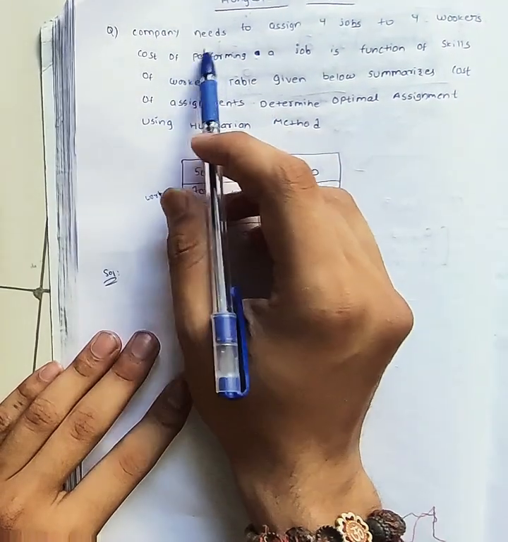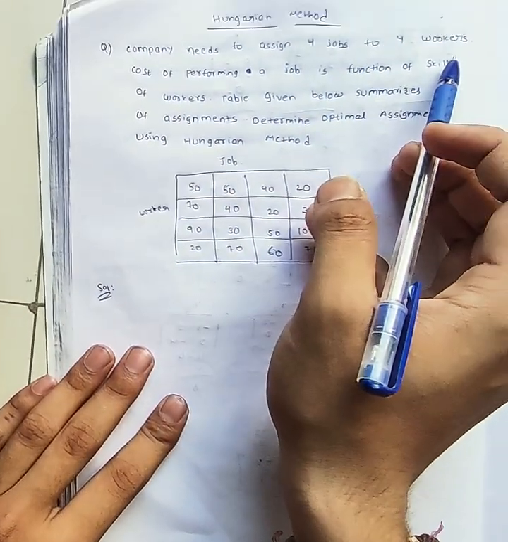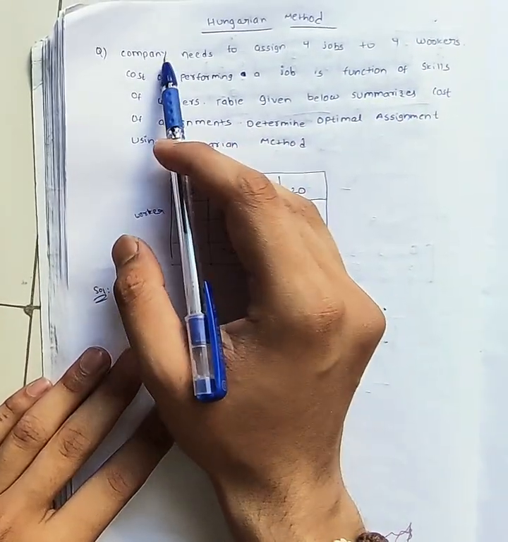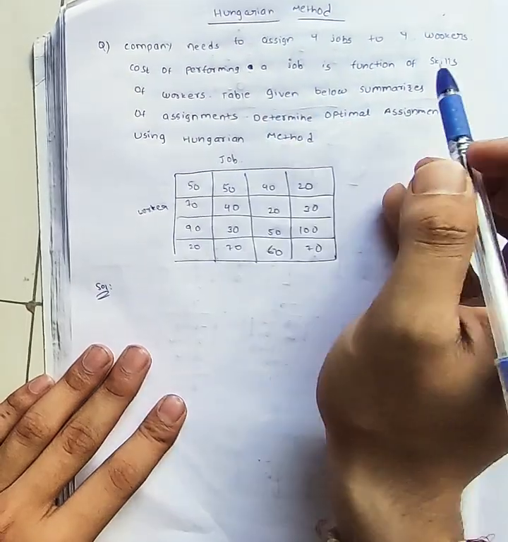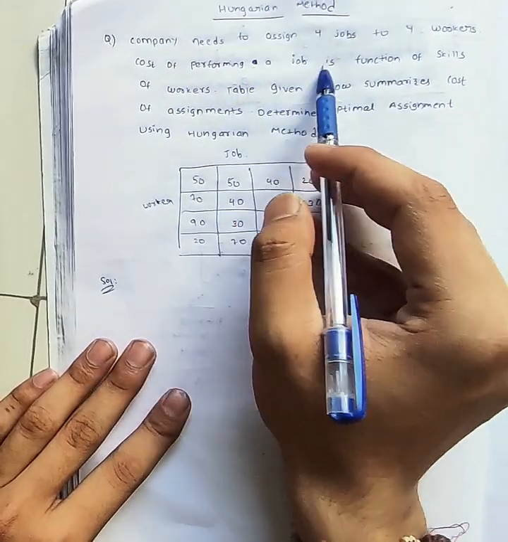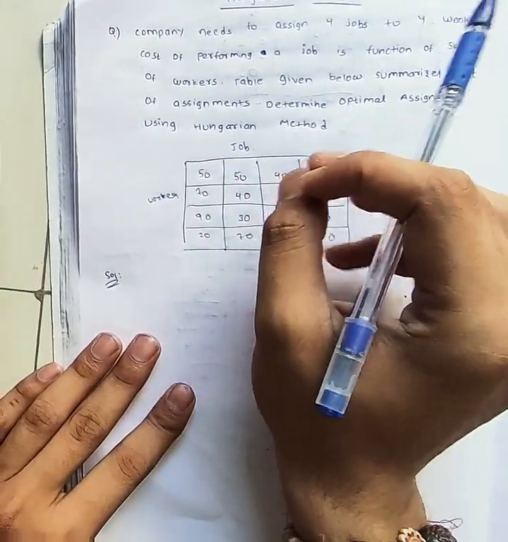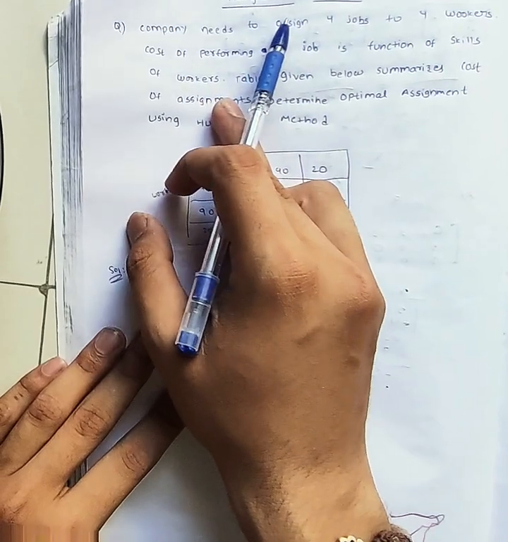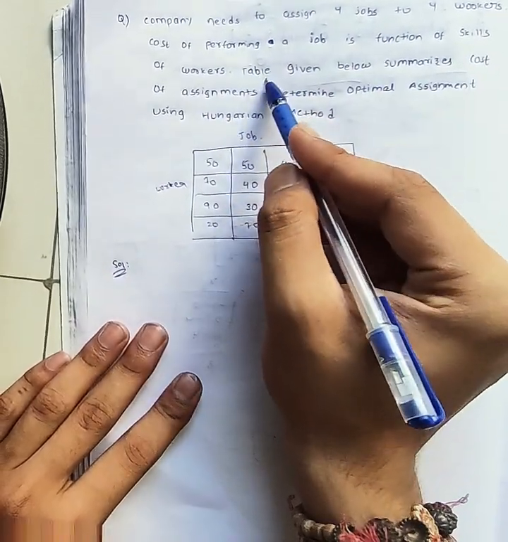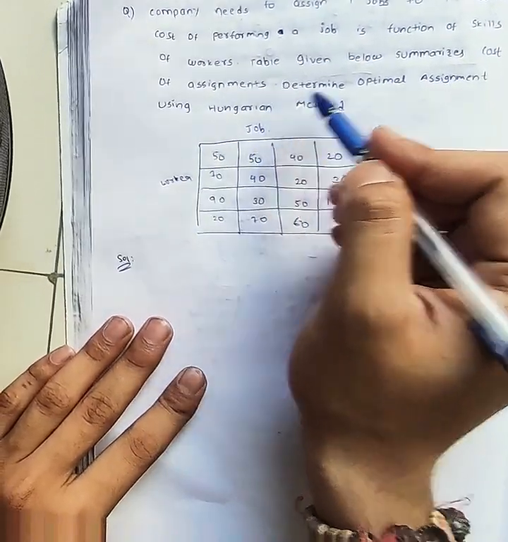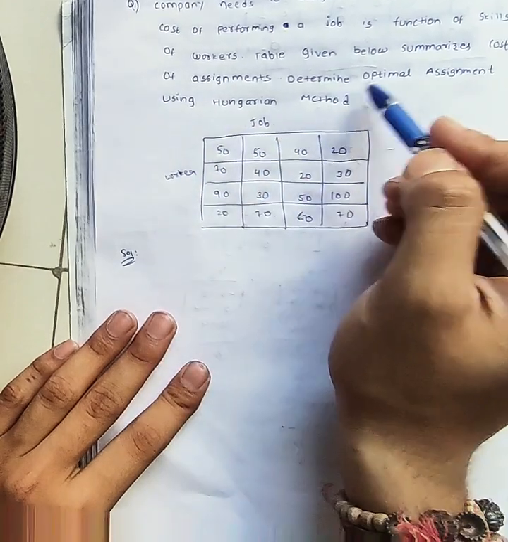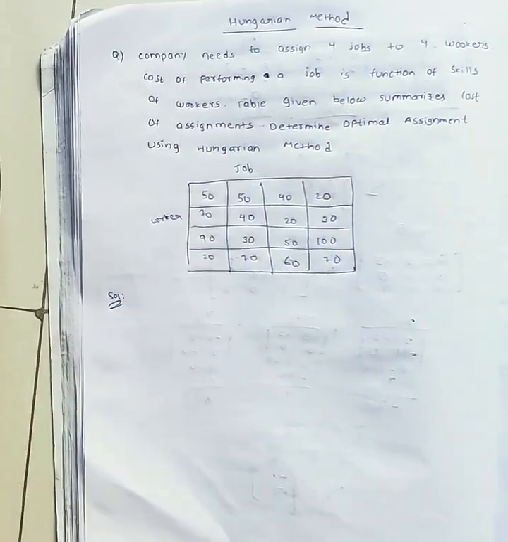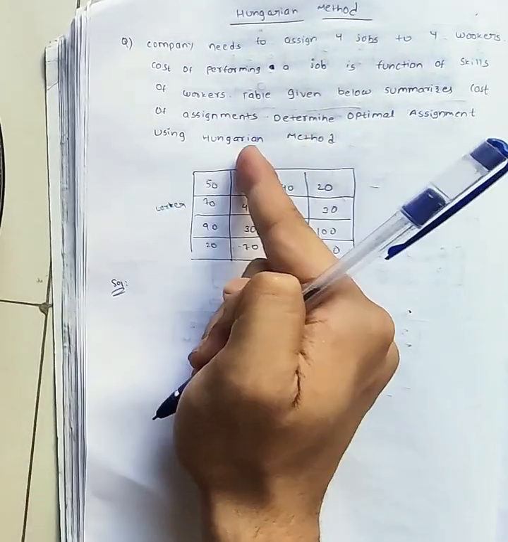What's the problem? A company needs to assign 4 jobs to 4 workers. The cost of performing a job is a function of the skills of the workers. The table given below summarizes the assignments. Determine the optimal assignment using the Hungarian method.